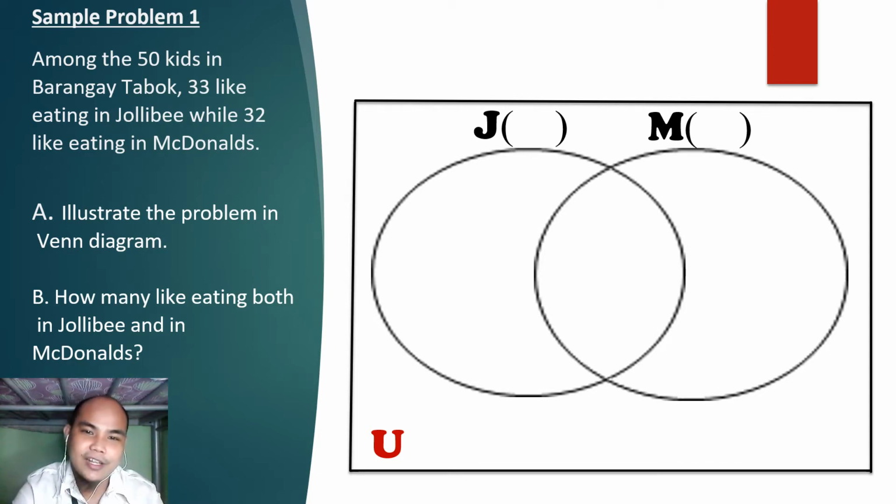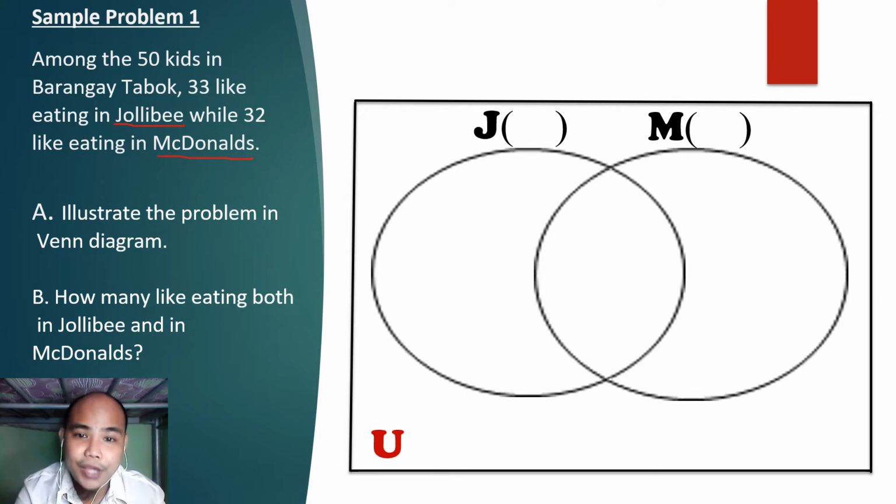Now for letter A, it's quite simple, right? We need to create a Venn diagram. To create a Venn diagram, first we need to have our universal set. So we create a rectangular shape that represents the universal set. That's why we have the capital U here, which serves as our universal set, the entire rectangle. Inside the rectangle are the sets involved. That's why we have two circles, because there are two sets involved in our problem. And what are those? Jollibee and McDonald's.